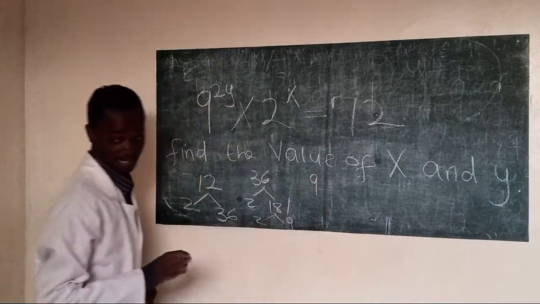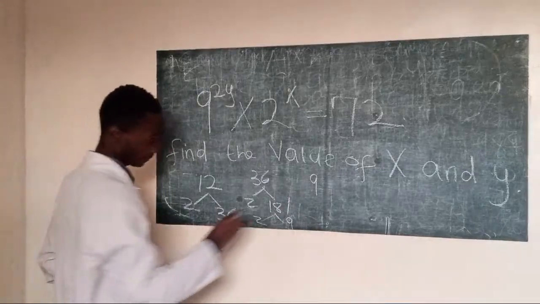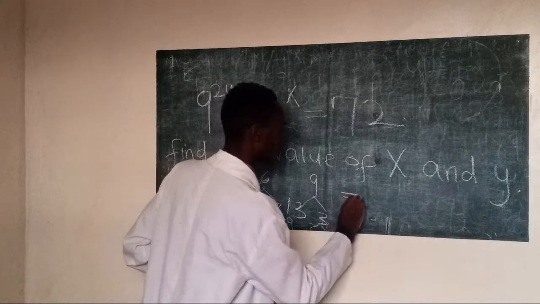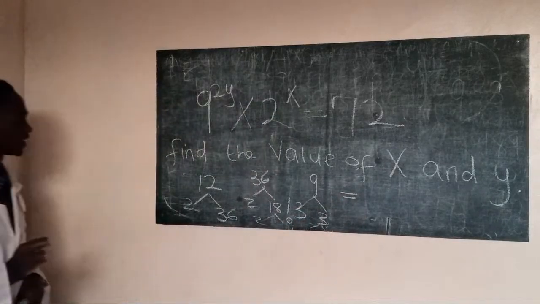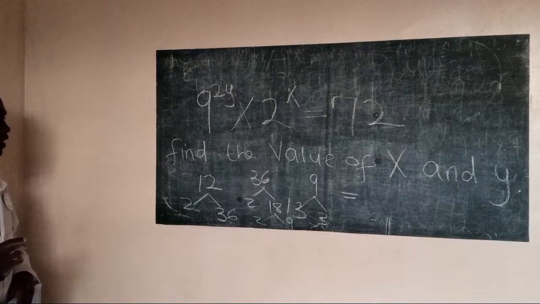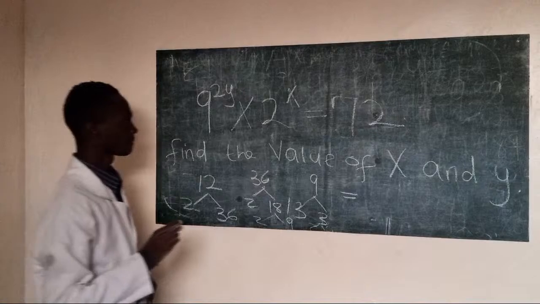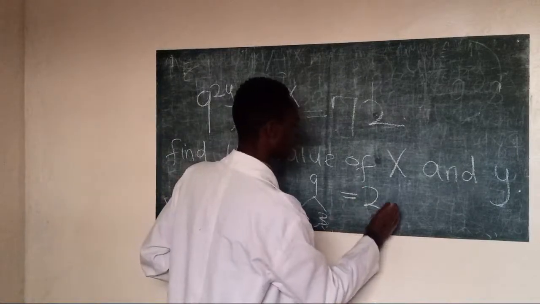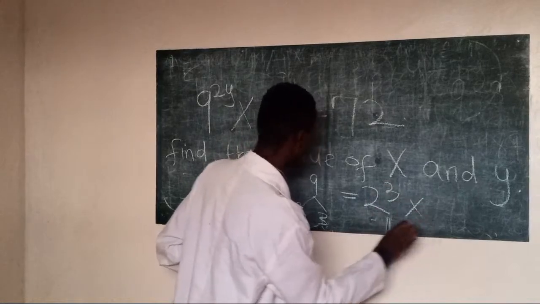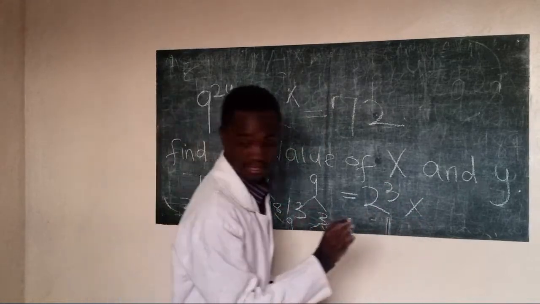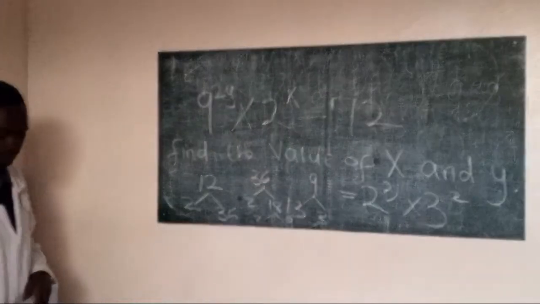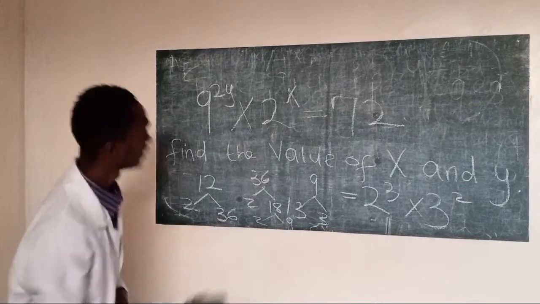9 cannot be divided by 2. I move on to 3 to get 1. So help me express 72 in terms of its prime factors. 2 to power 3 times 3 to power 2. Tumeelewa mpaka hapo? Yes. Tuko sawa?